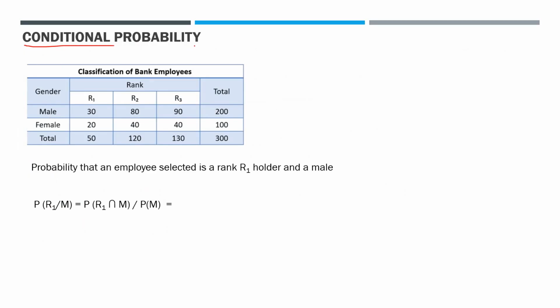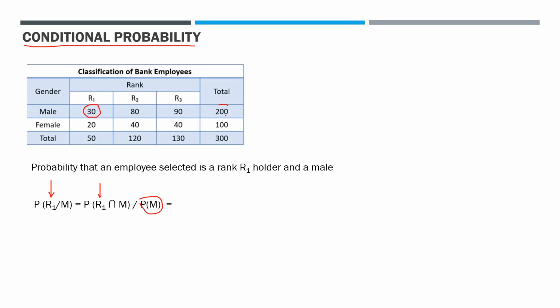Now another type of probability is called conditional probability. Here we will take one condition. We have to find the probability of finding an employee who is a rank 1 holder. It may be male or female. We have been given both male and female, but we have to find only the male. So what is the combination? Rank 1 holder and male is equal to 30, and we want only the male.